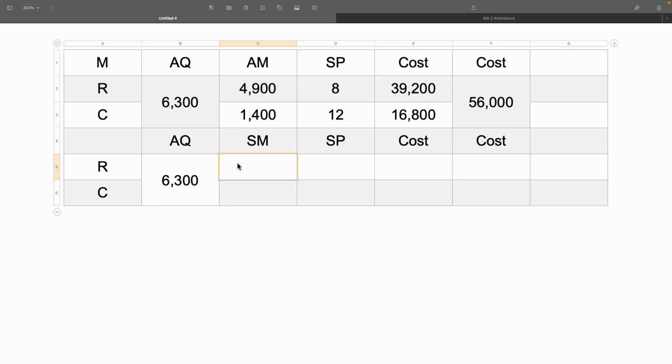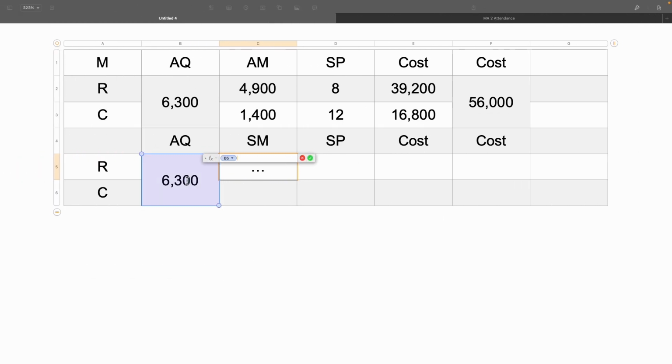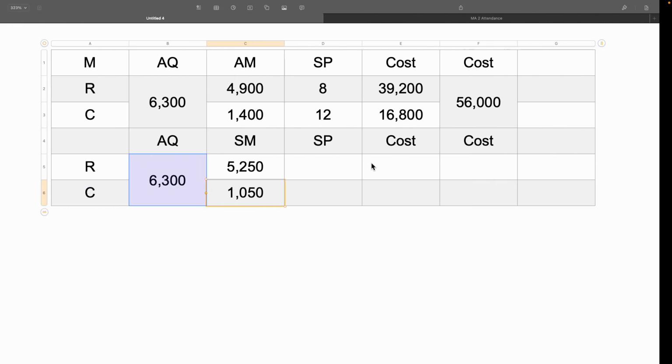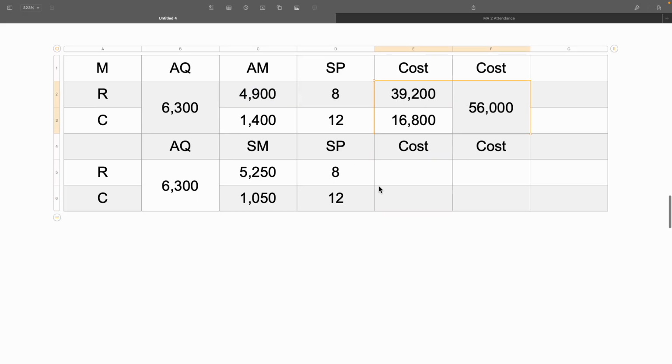Okay. And the mix is now standard mix. Standard mix is going to be 5-1. That's going to be this one times 5/6. Hold on. Times 5/6. And this one is going to be times 1/6. So it's supposed to be 6. Therefore, the price is the same, 8 and 12. And therefore, we can now get the cost already. Okay, so you got the next set.